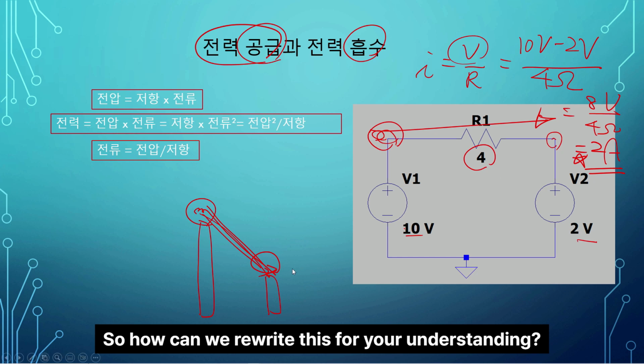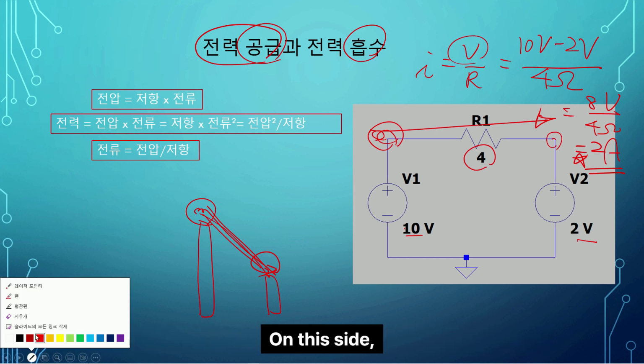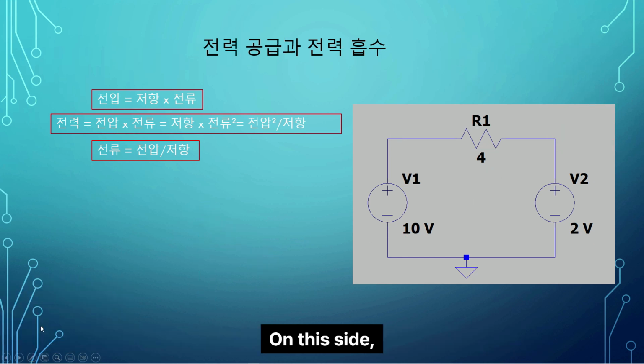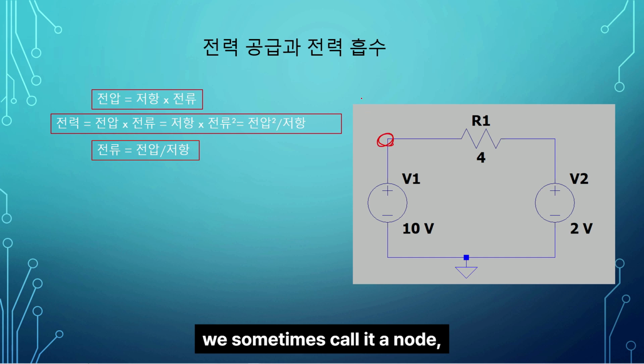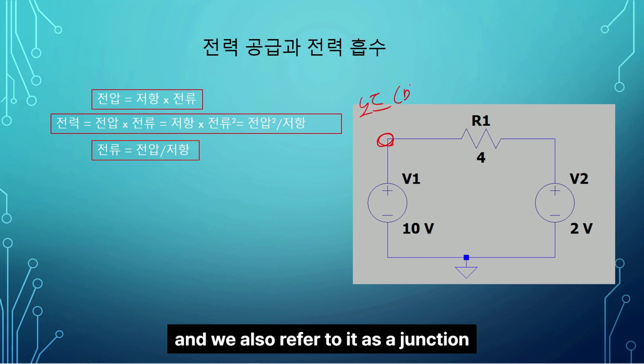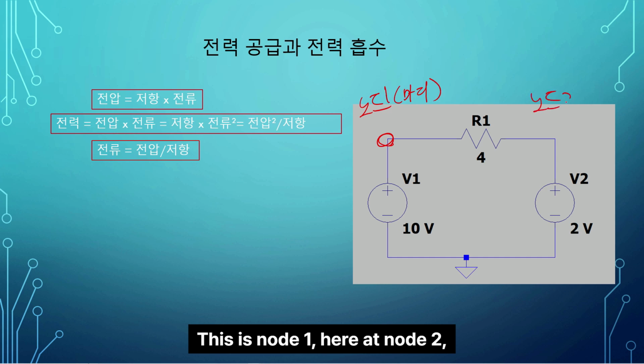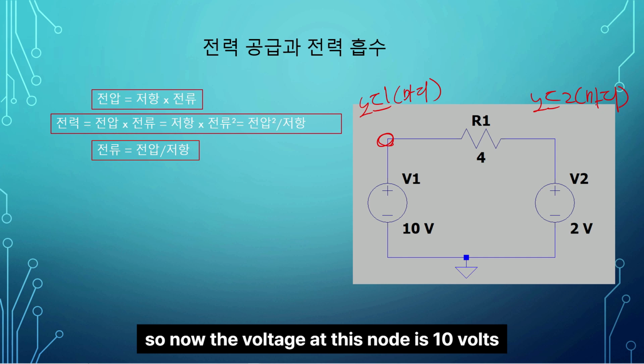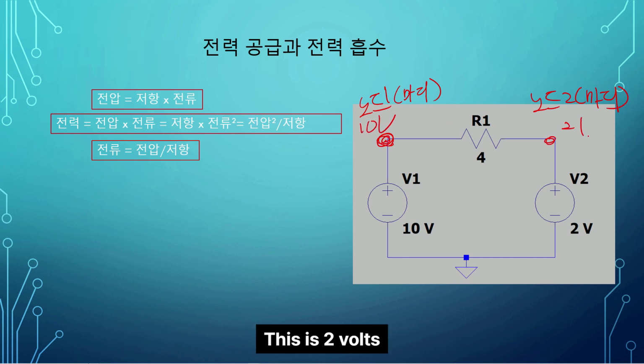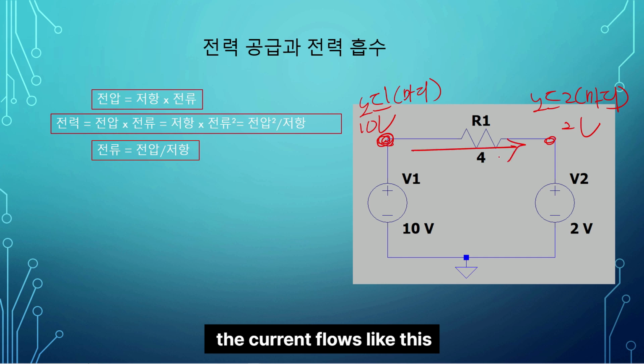So how can we rewrite this for your understanding? On this side, we sometimes call it a node, and we also refer to it as a junction. This is node 1, here is node 2. So now the voltage at this node is 10 volts. This is 2 volts. The current flows like this. It flows, and in this way, 2 amperes also flow.